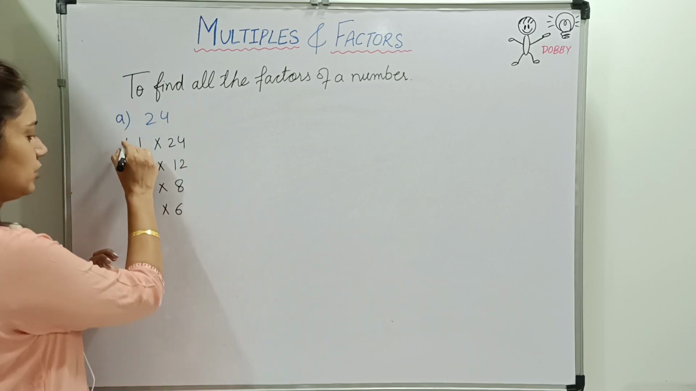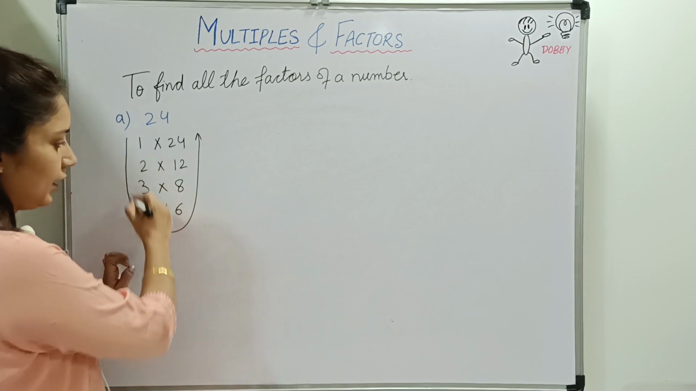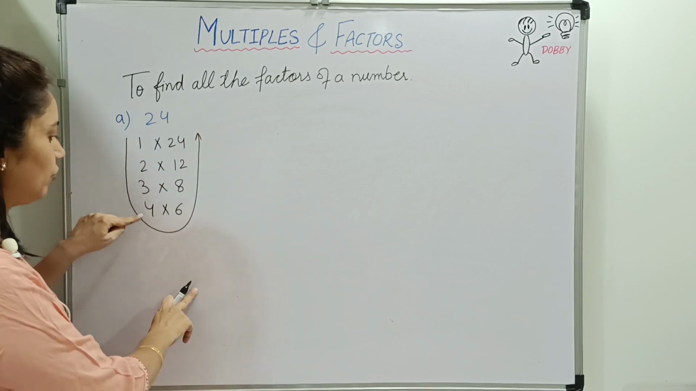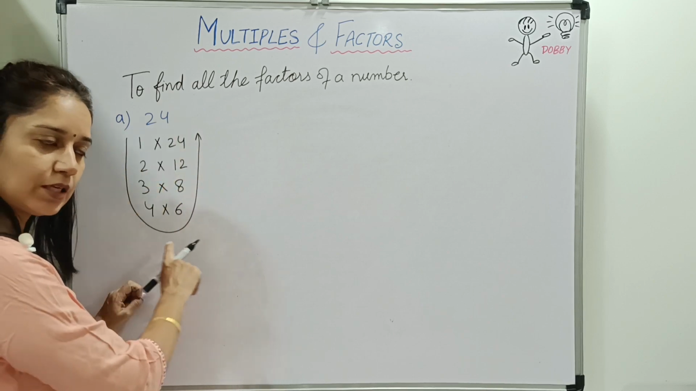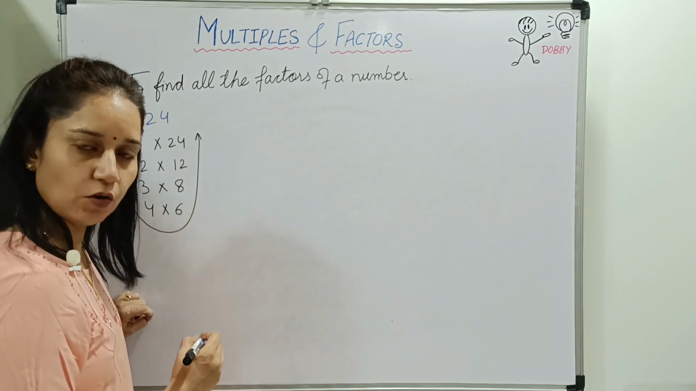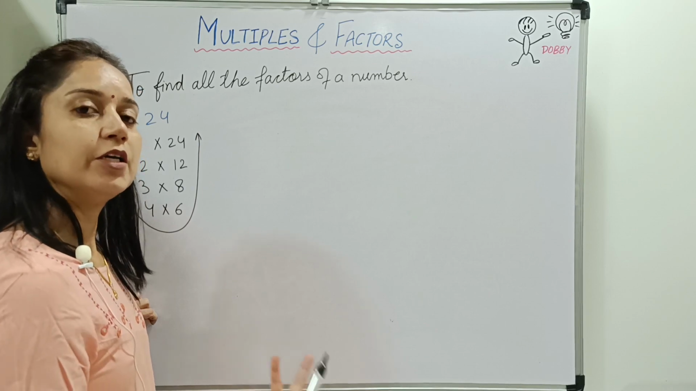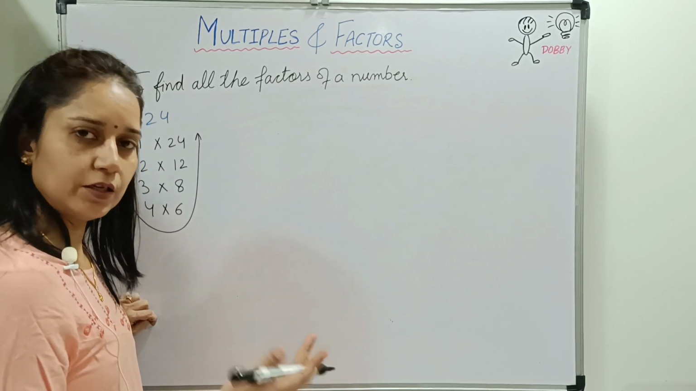Now these factors we are going to represent in the form of a U, in increasing order, starting from 1: 1, 2, 3, 4, 6, 8, 12, 24. So these are the factors of 24. We write them in increasing order, and when we make this shape, it is called the U method. For better understanding, you can remember it as the U method.